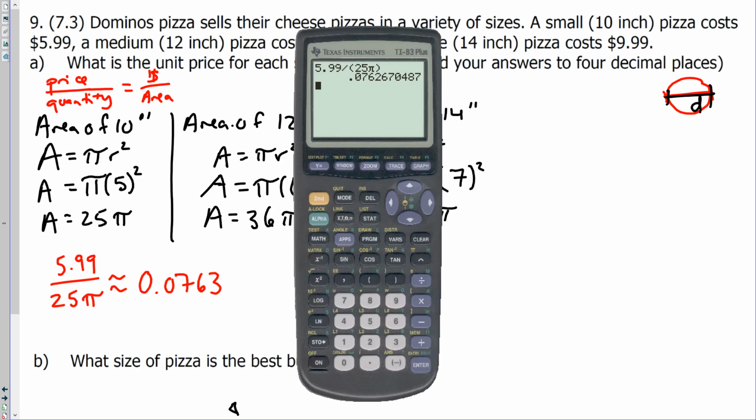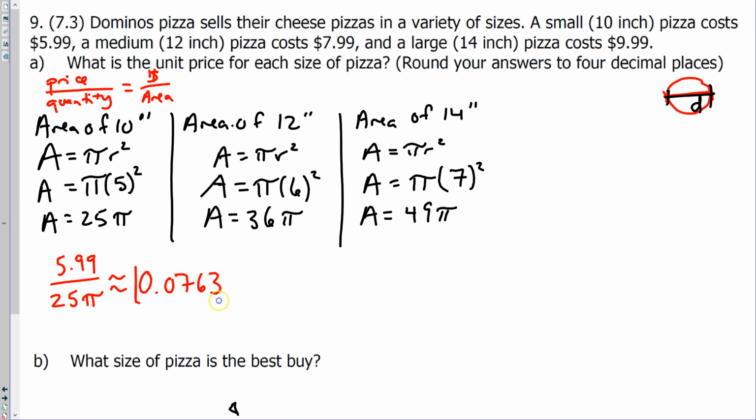All right, so again, keep in mind rounding rules. When I go to 4 places after my decimal point, the 6 is going to round up my 2 and make it a 3. So there's our first unit price. This was for the 10-inch one. And this is essentially the price per square inch of pizza. That's what we calculated. We'll do the same thing for the next size.